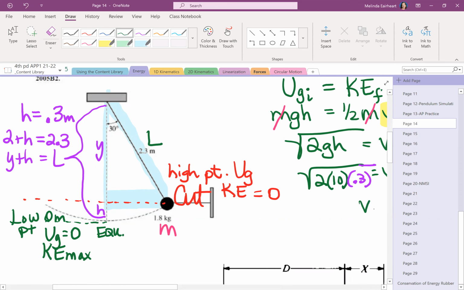And so I don't remember what it is. Anyone got a 2.48? Is that what you said? Okay, so 2.48, I'm just going to go 2.5. Would be the speed at the bottom, okay? Questions on the pendulum?